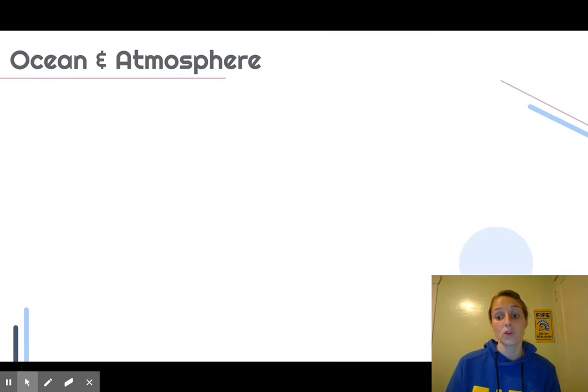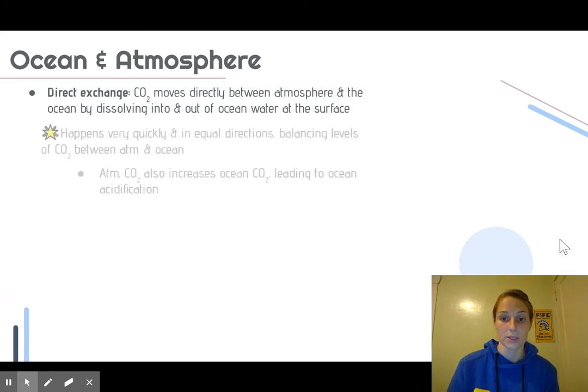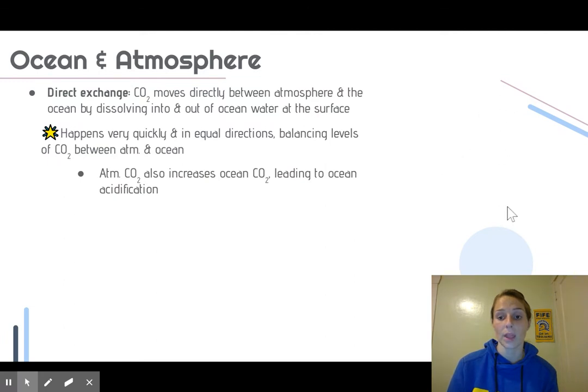Now, one of the big drivers of carbon is going to be the ocean and the atmosphere. So there's this process called direct exchange, and this is where carbon dioxide moves directly between the atmosphere and the ocean by dissolving into and out of ocean water. So if you've got carbon dioxide floating around in the atmosphere, it can just dissolve into the ocean, and then it can also dissolve out of the ocean at the surface of the water there. This also happens very quickly and generally in equal directions. So there's going to be a balancing level of carbon dioxide between the atmosphere and the ocean.